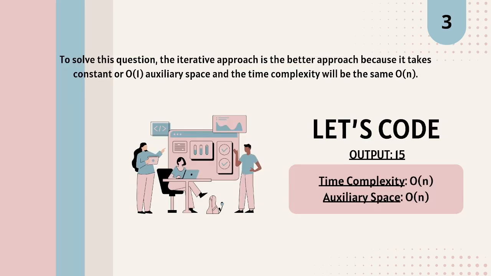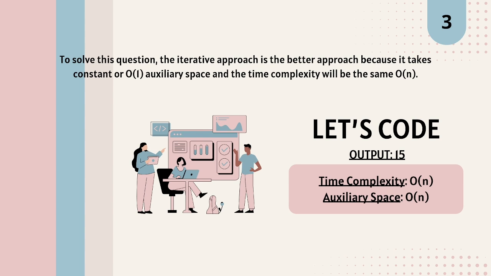For this natural number sum, the iterative approach is actually the better approach because it takes big O of 1 auxiliary space. It takes constant auxiliary space, but the time complexity will be big O of n. But in case of recursion, the time complexity becomes big O of n, which is the same as the iteration approach, but the auxiliary space is big O of n because we are going to use the recursive call stack.